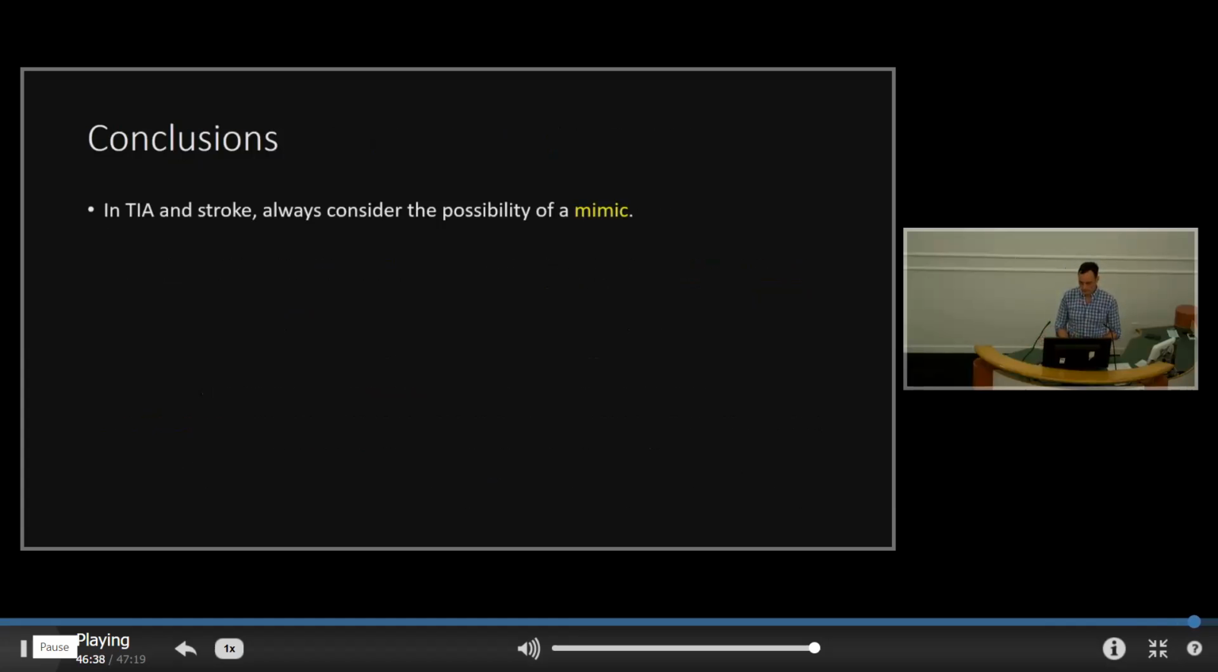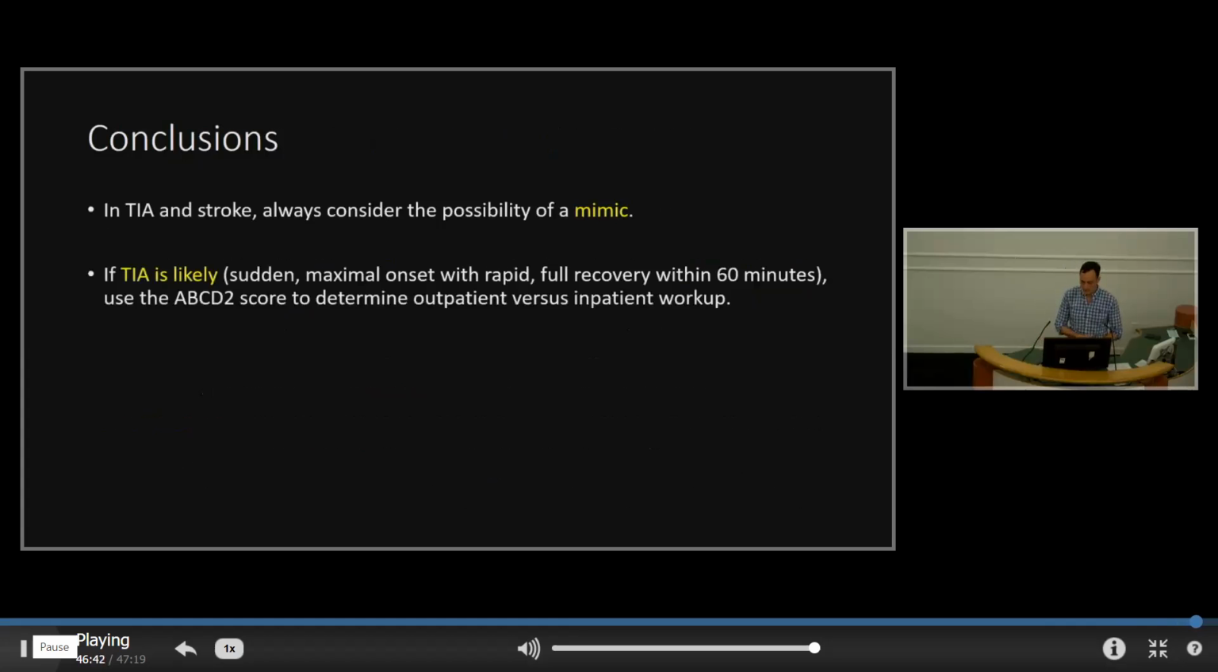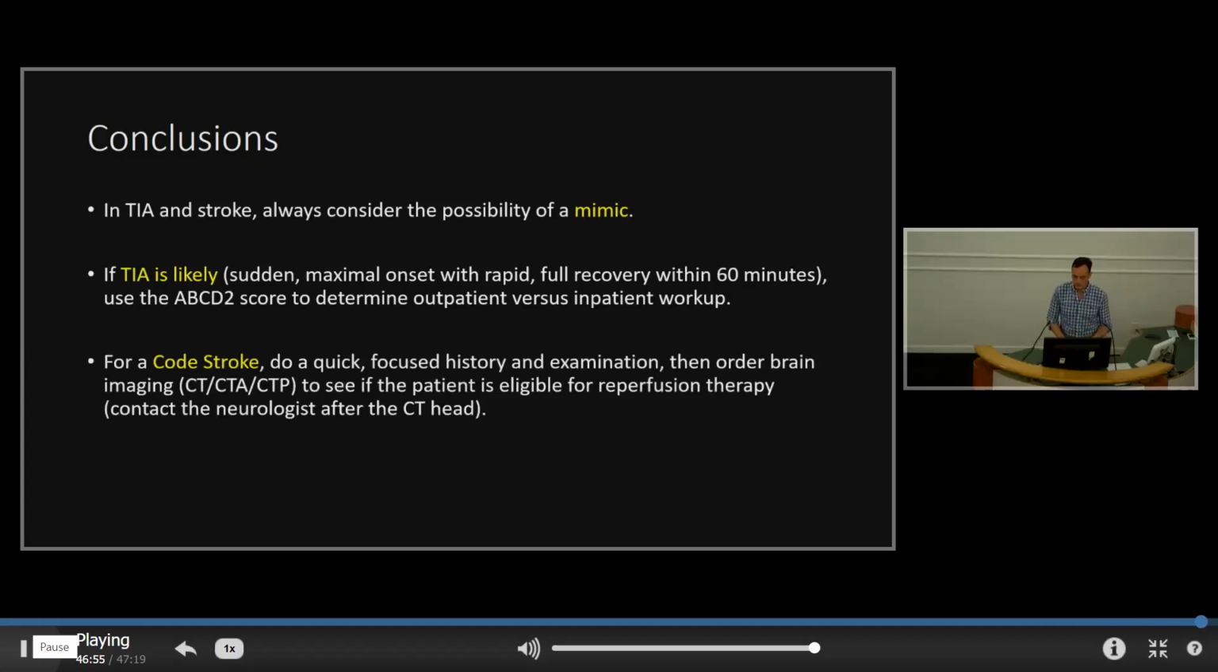So, in conclusion, in TIA and stroke, always consider the possibility of a mimic. If you think you have a TIA, so sudden maximal onset with rapid full recovery within 60 minutes, use the ABCD2 score to determine whether they should be worked up as an outpatient or an inpatient. If there's a code stroke, do a quick focused history and exam and order the brain imaging. See if the patient is eligible for reperfusion and call the neurologist after the CT head. Afterwards, identify and treat the TOAST etiology for stroke prevention. Don't forget that fourth point, very important.